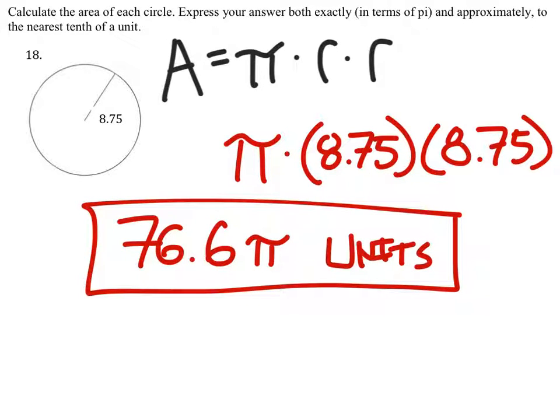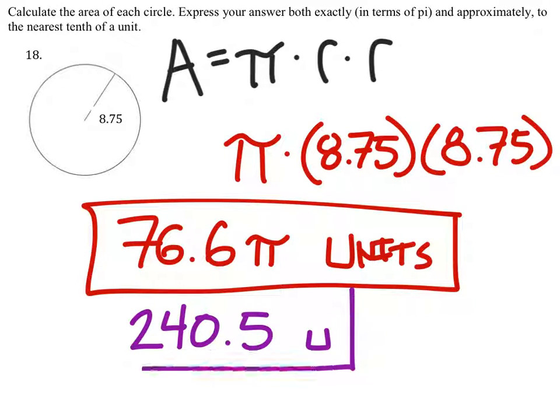The approximation is to multiply that number by pi. And I get 240.5 units. Isn't it unit squared? Yes, it is. So we would have to square both of these. Thank you.